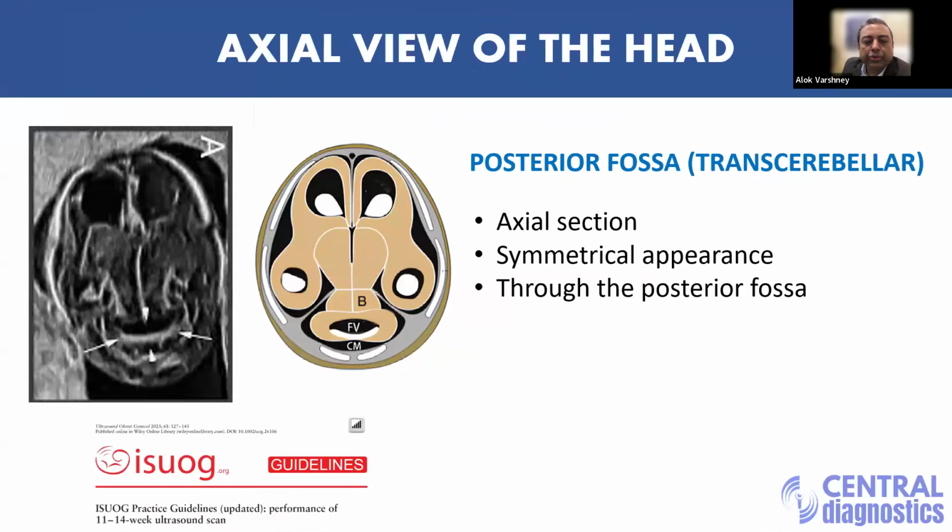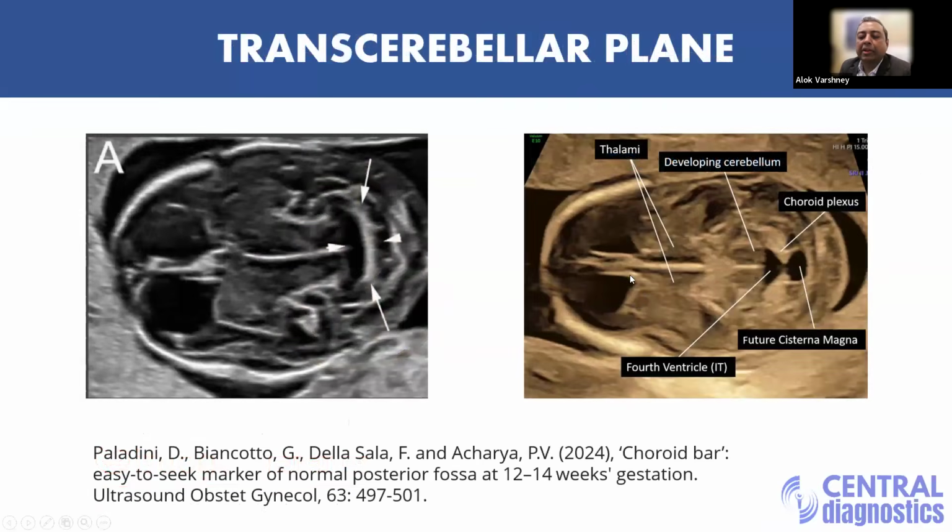Then the next section, the third section of the brain, that is, we need to acquire a section through the posterior fossa. Now we can call it the transcerebellar plane, but actually at the time of the first trimester, the cerebellum is hardly developed. So what we need to do is take a section in the basal part of the brain. That will take us through the posterior fossa. So again, an axial section, it should have a symmetric appearance through the posterior fossa. And this is the anatomy that has to be remembered.